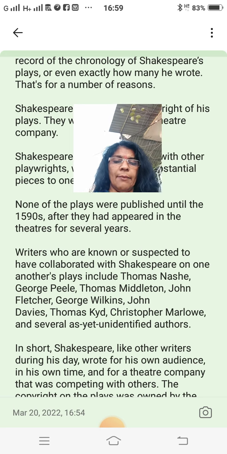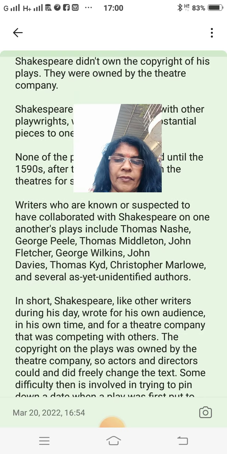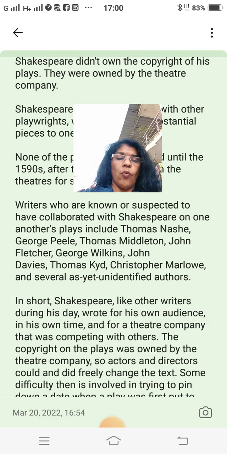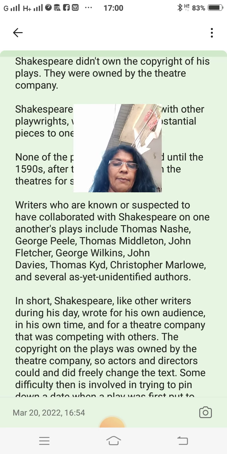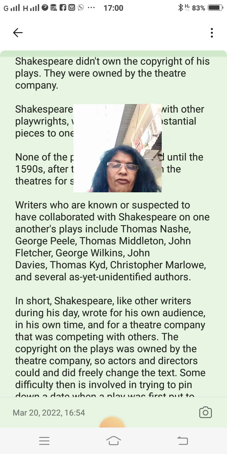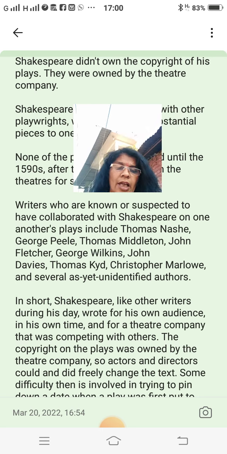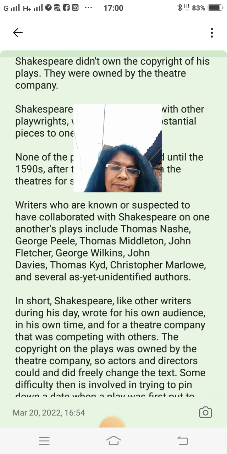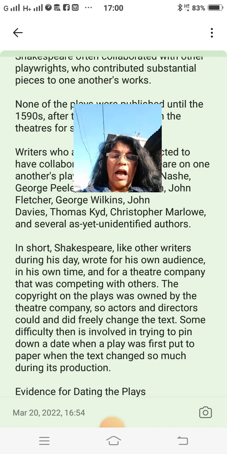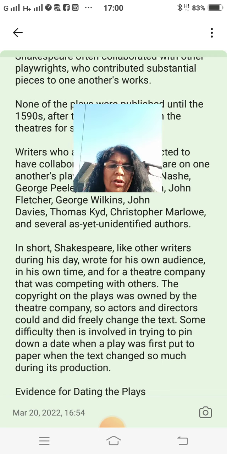and for a theatre company that was competing with others. The copyright on the plays was owned by the theatre company, so actors and directors could and did freely change the text. Some difficulty then is involved in trying to pin down and date when a play was first put to paper, when the text changed so much during its production.